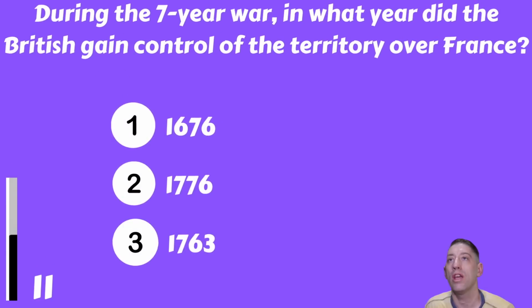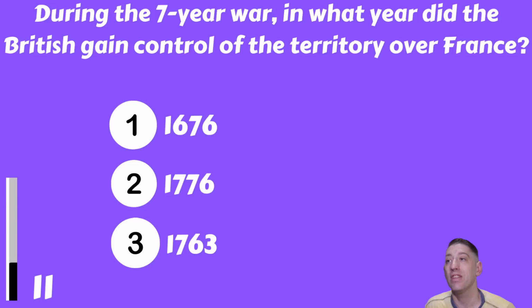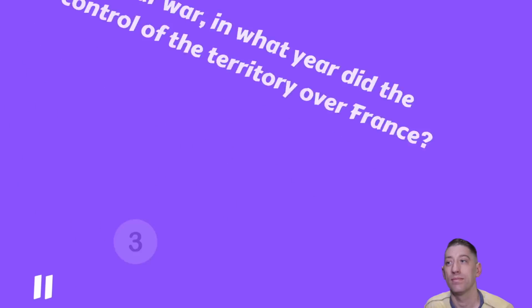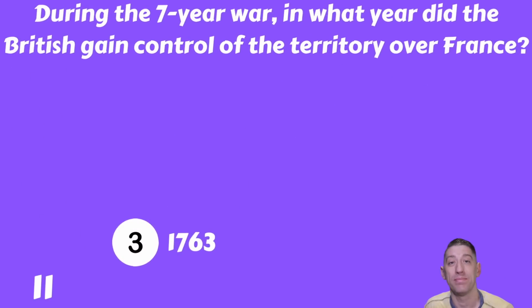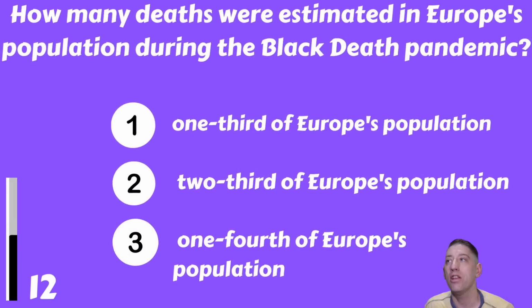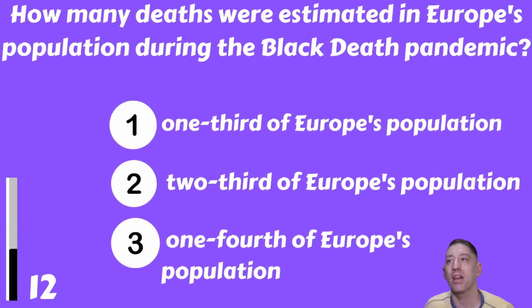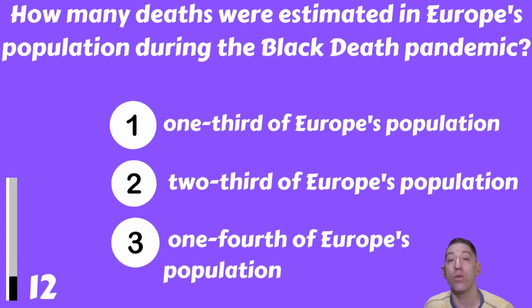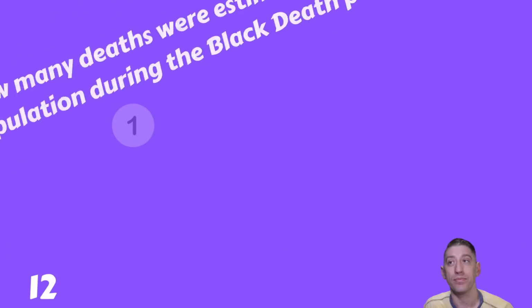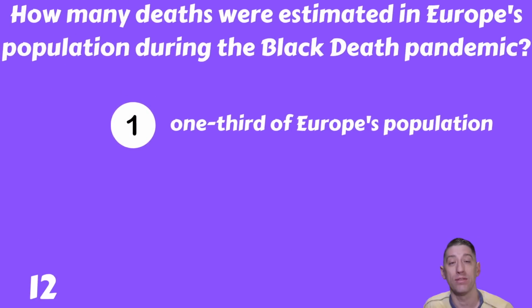During the Seven-Year War, in what year did the British gain control of the territory over France? 1676, 1776, or 1763? 1763. How many deaths were estimated in Europe's population during the Black Death pandemic? 1/3 of Europe's population, 2/3 of Europe's population, or 1/4 of Europe's population? 1/3 of Europe's population.